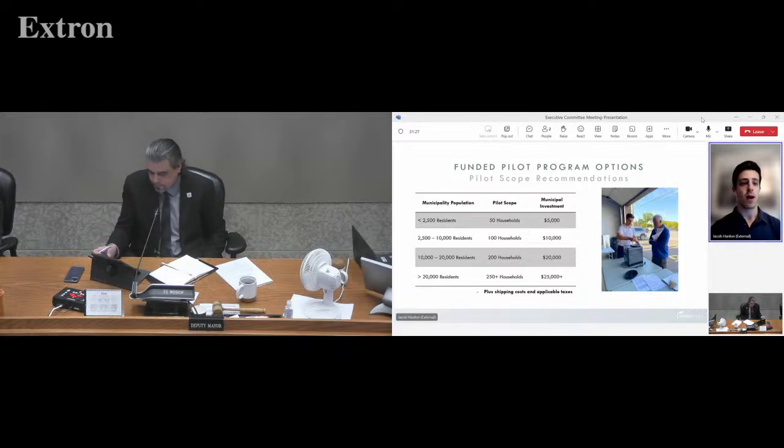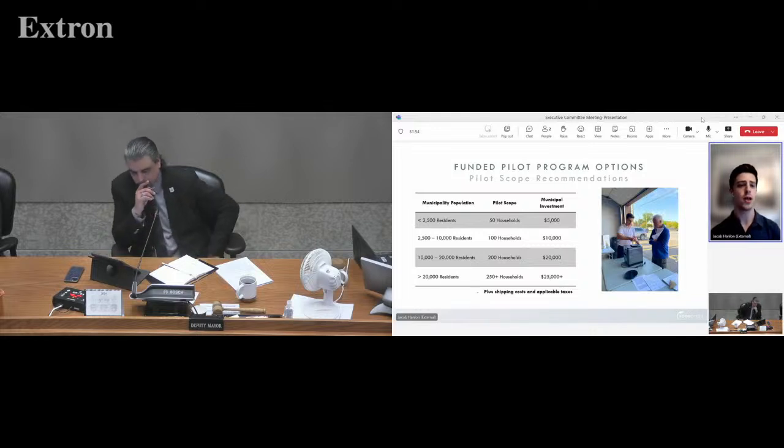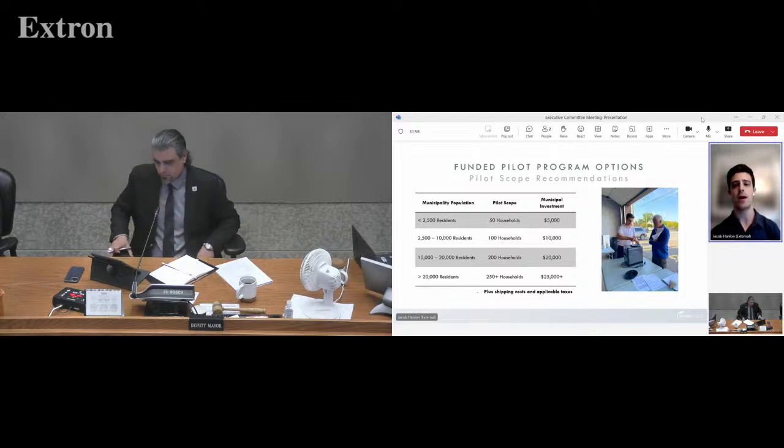Second last slide here before I wrap up, just because I want to leave some time for questions. These are some pilot sizes that we recommend. This is based on our experience, but just to give kind of a summary of what that municipal investment is for the purpose of the pilot. If we looked at a 100 household program, for example, a $10,000 municipal investment would be for those 100 houses, and that includes our team helping with registration, promotion, customer support, providing residents with material and support throughout the program, and then getting all that data and presenting it back to you.